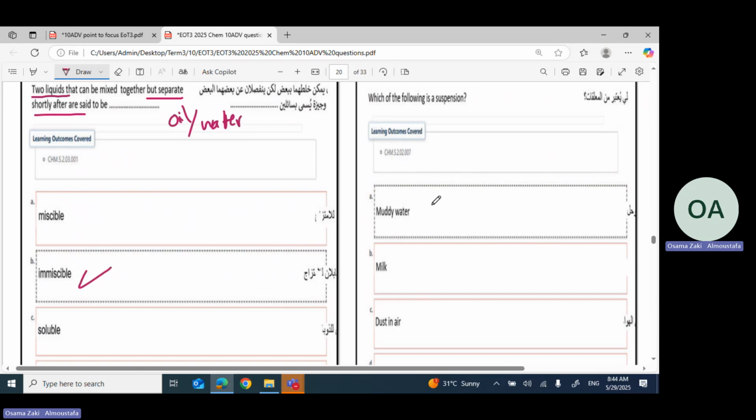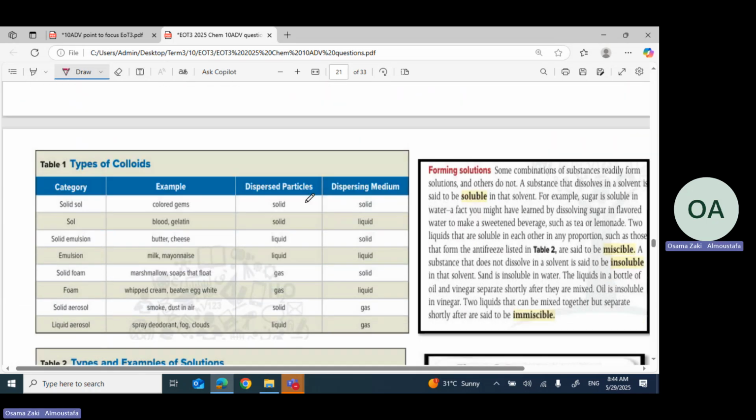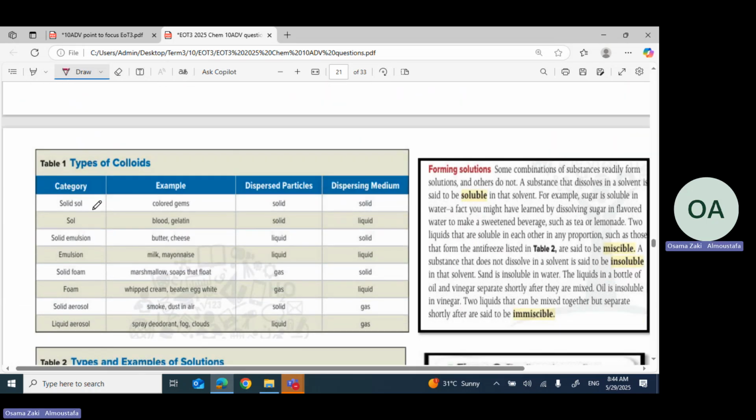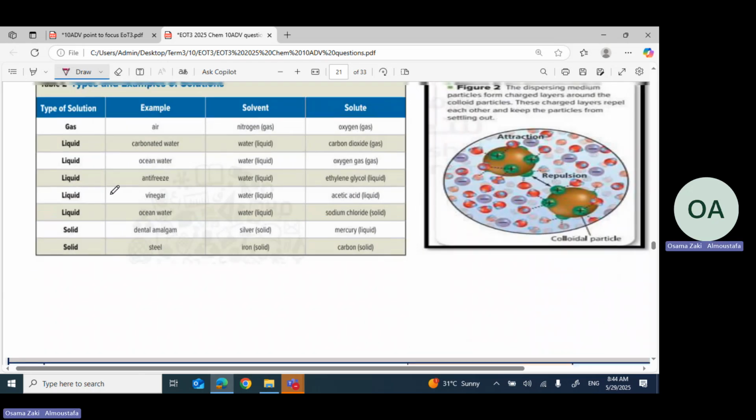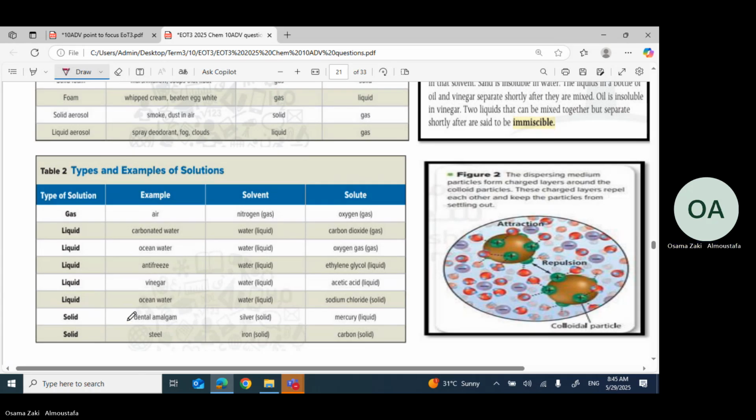Which of the following is a suspension? Muddy water. Here, this is the table. Look at the table here. For example, look at dental amalgam, which is mentioned above. The solute is liquid, and the solvent is solid. For example, you have air. The solvent is nitrogen, and the solute is oxygen. Carbonated water, liquid and gas. Ocean, antifreeze, vinegar. You have to memorize them.